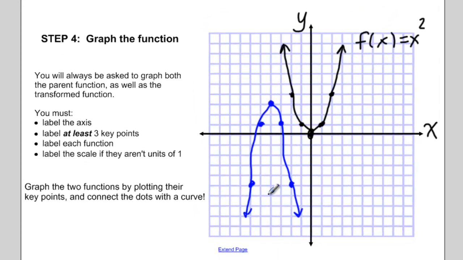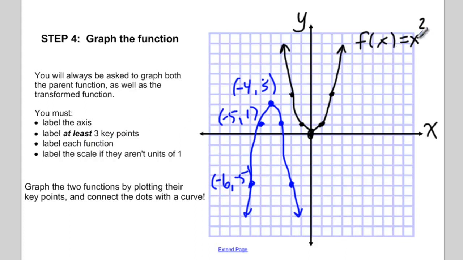Now, we have to remember, over here, I've given us some reminders that we need to do. So first of all, label the axes. We did that. We're going to have to label at least 3 key points on our transformed function. One of those key points should be the vertex. So let me label that one right here. The vertex here is at negative 4, 3. And then label 2 other points. So let's label this one right here. This is at negative 5, 1. And we can label this one down here, negative 6, negative 5. Excellent.